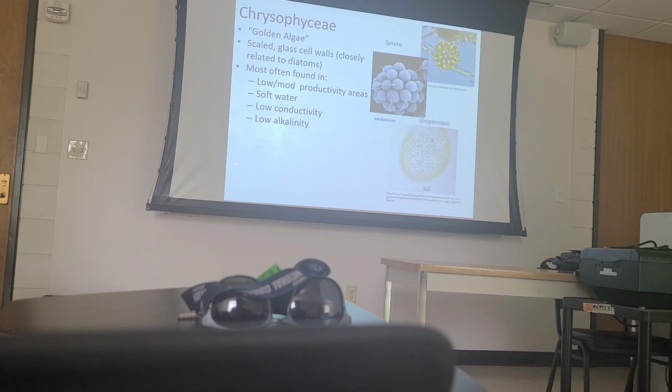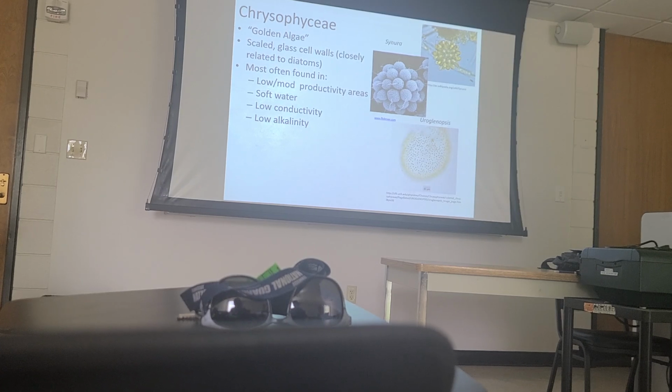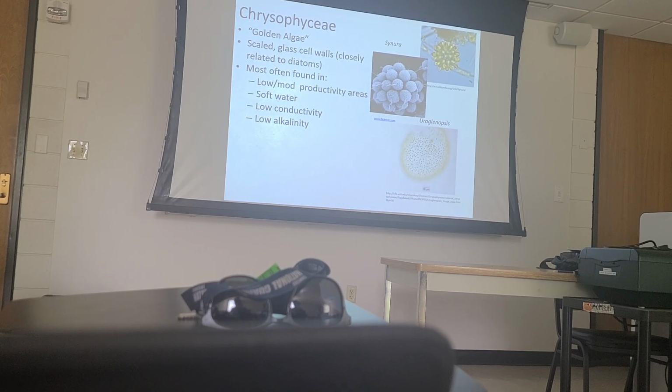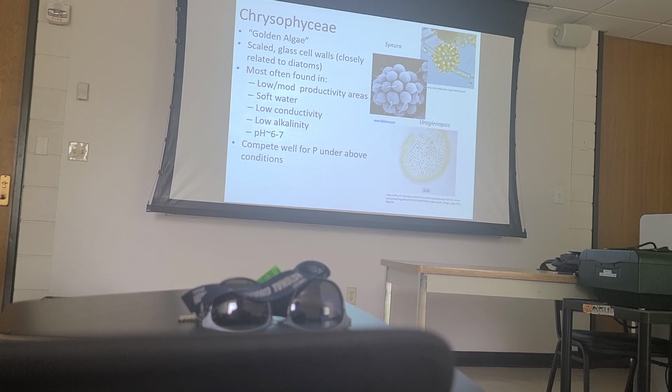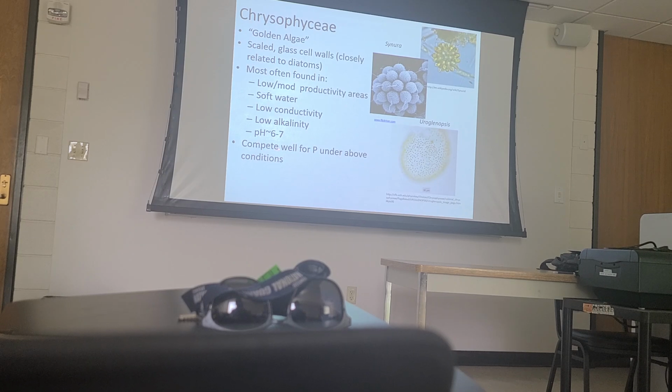So places that have low alkalinity lakes, if there's acid rain in that area, those lakes would be really susceptible to pH change from acid rain. Anyway, if you get a whole lot of chrysophytes in an area, it might have some of these characteristics. pH usually a little bit acidic, 6 to 7. If all of these conditions are present, they tend to compete other algae out for phosphorus fairly well. You won't see a lot of cyanobacteria in those types of habitats, for example.